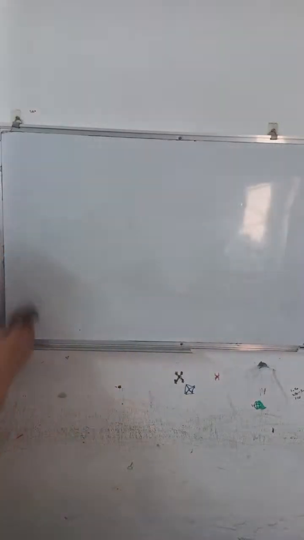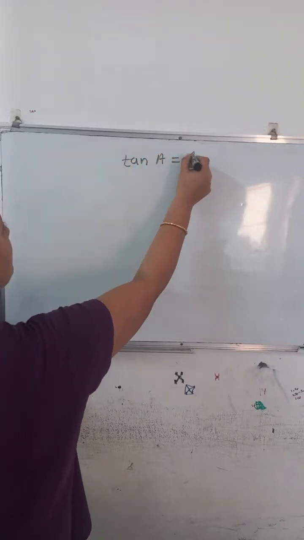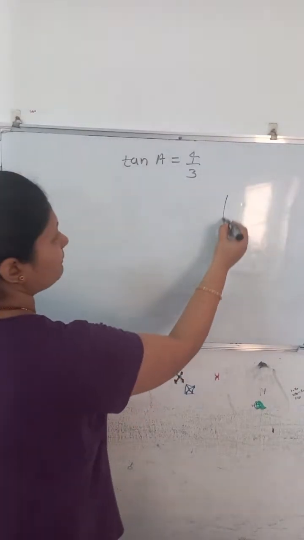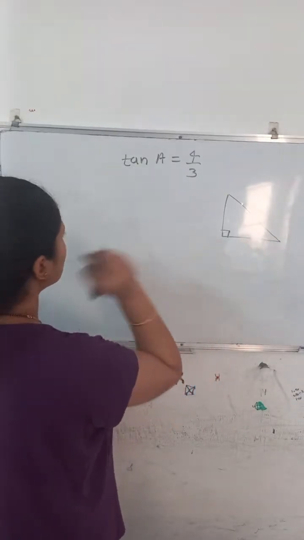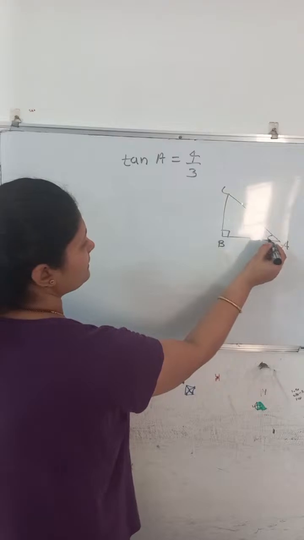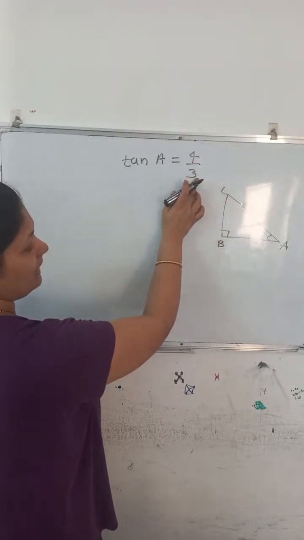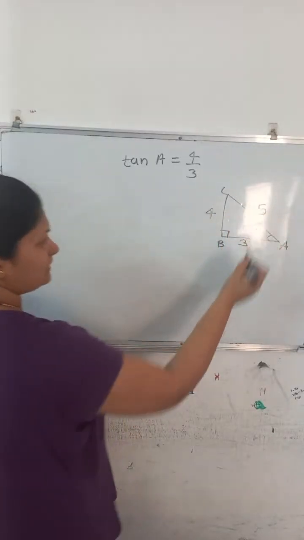If tan A is equal to 4 by 3, then find the value of sec A. So here they are saying tan A is equal to 4 by 3, and they are asking for the value of sec A. If we draw a right angle triangle, with 90 degrees at B, and this is angle A. Tan A is nothing but opposite by adjacent. Opposite is 4, adjacent is 3. So what is AC?